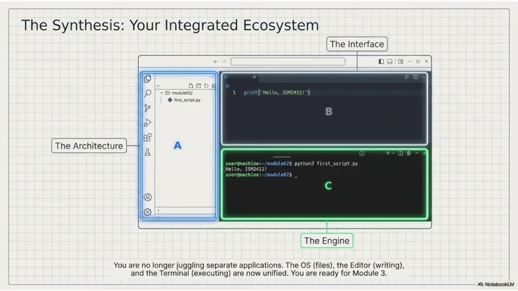The key insight is that these aren't separate tools you switch between. These are 3 panels in one application, always visible simultaneously. You no longer juggle windows or lose context when moving from writing to running. Everything a professional developer needs is right here in a single workspace. This is the environment you'll use for every assignment, every project, and every collaboration from this point forward. Moving to Module 3 starts here.